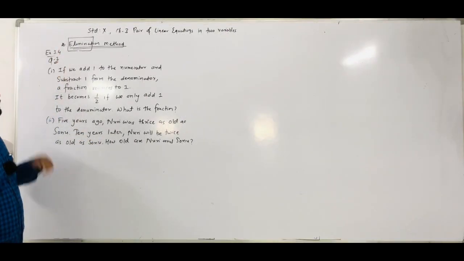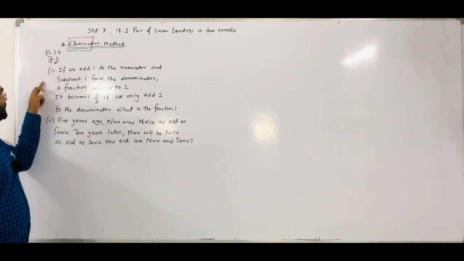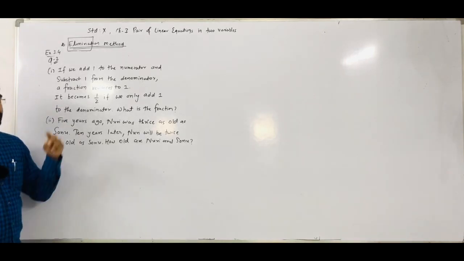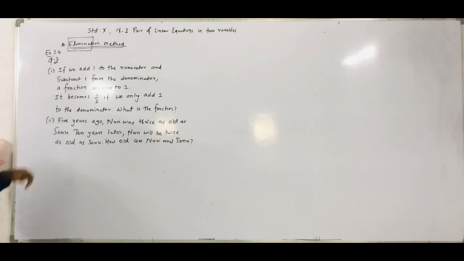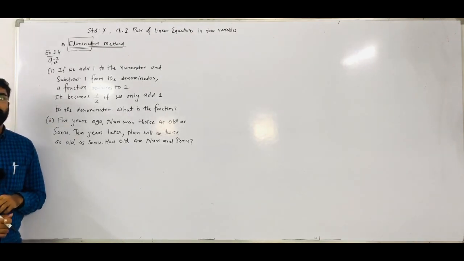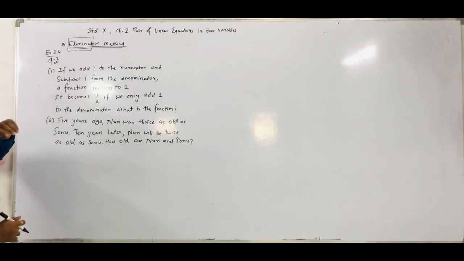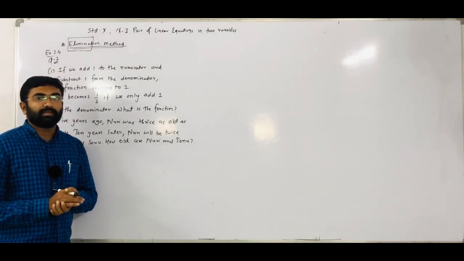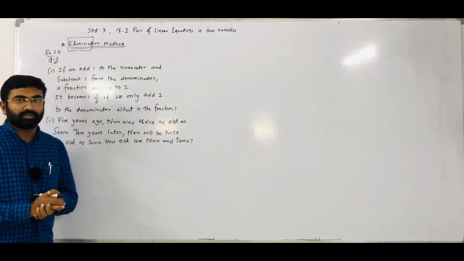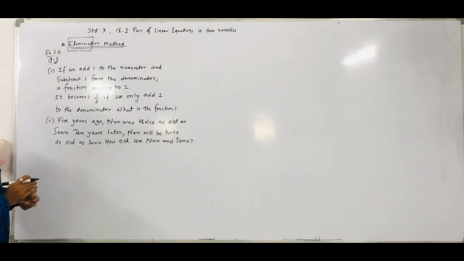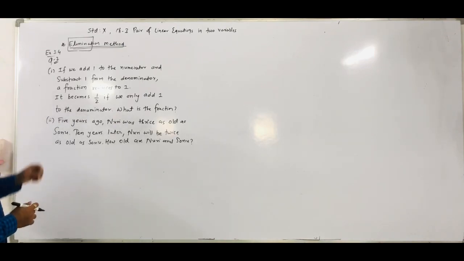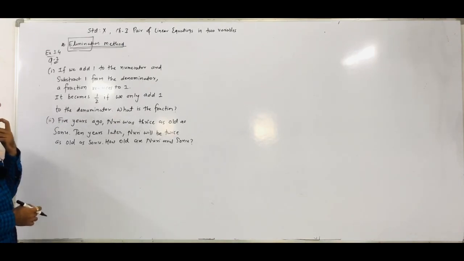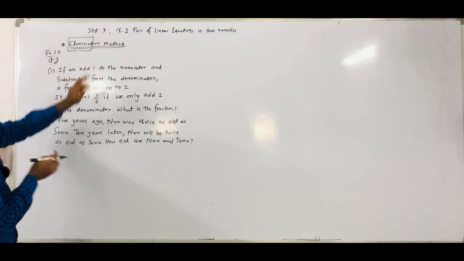Exercise 3.4, question number 2. Here the statement and question is given. In exercise 3.4, what sums are we solving using our elimination method, right? So question number 2 is given. Whatever the question is given, we have to form its linear pair of equations, and that pair of linear equations we have to solve. Okay. So as we did in exercise 3.3, question number 2, in the same way exercise 3.4, question number 2 is given, but here we have to apply the elimination method.